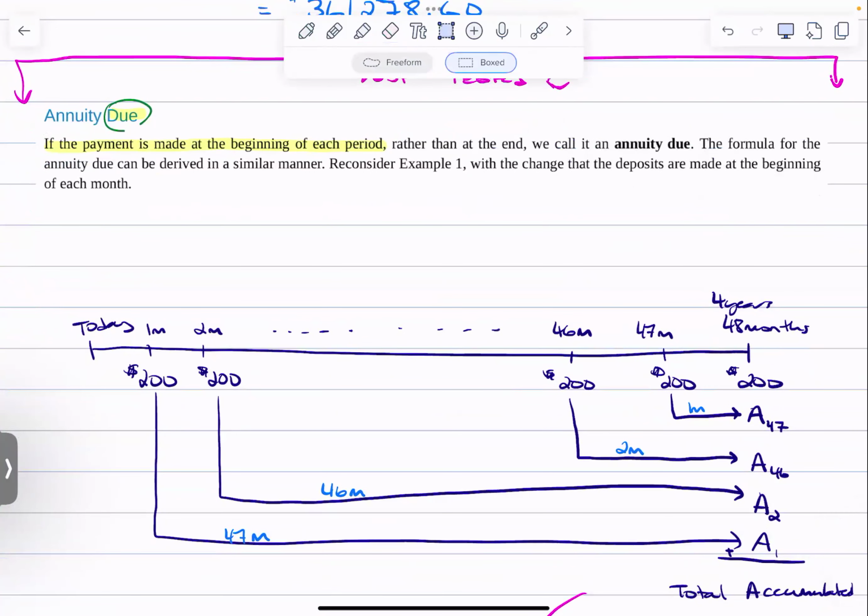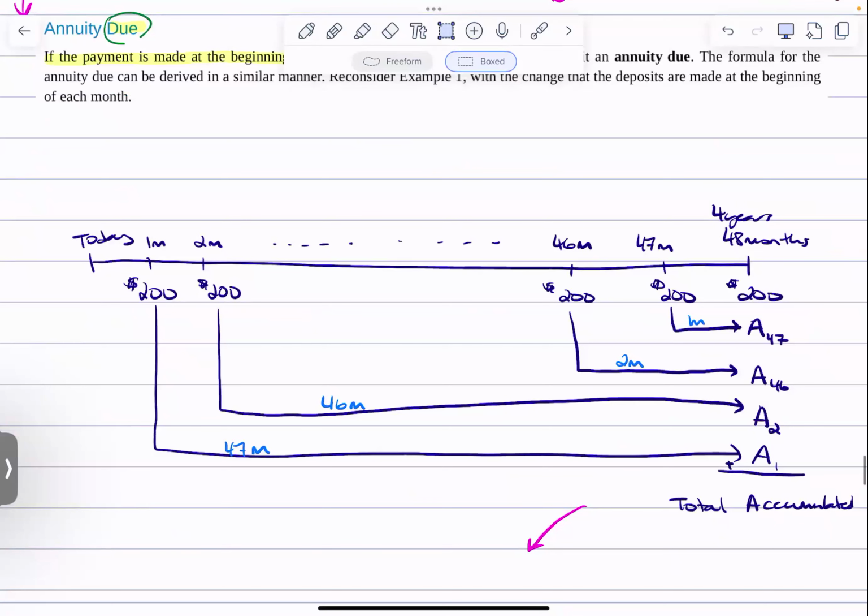And clean this up. I'm getting there. Hey.